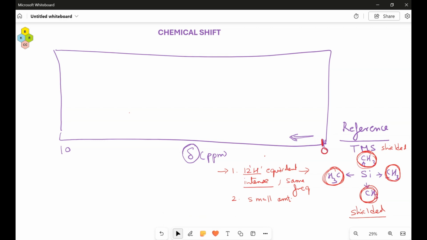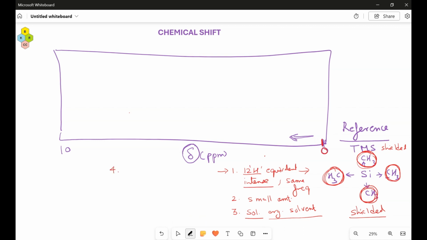The third advantage is that TMS is soluble in most organic solvents. I can have compounds which will be more de-shielded than TMS, but they may not have all these advantages. So it is soluble in almost all the organic solvents. If your compound is soluble in THF, TMS is soluble. If your compound is soluble in DMSO, TMS is soluble. Chloroform soluble. DCM soluble. This is the third advantage.